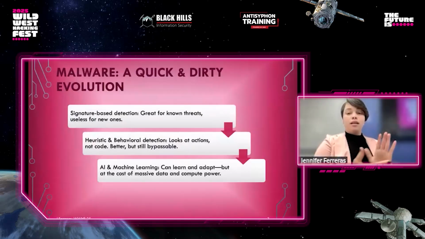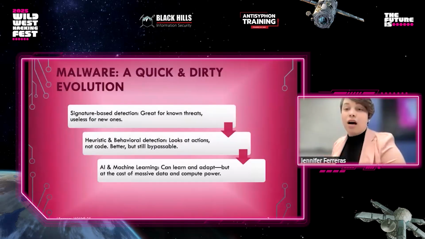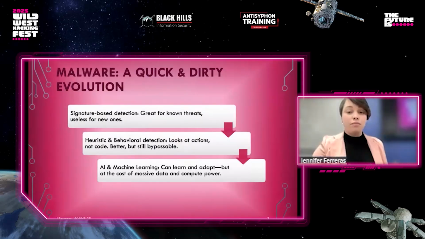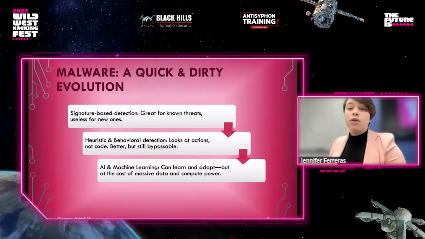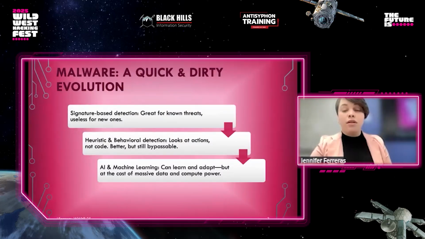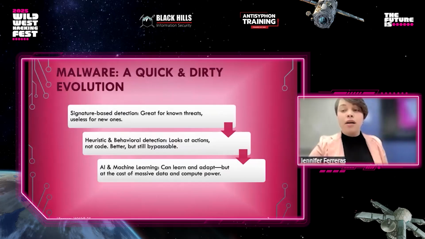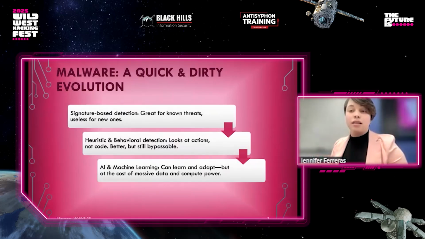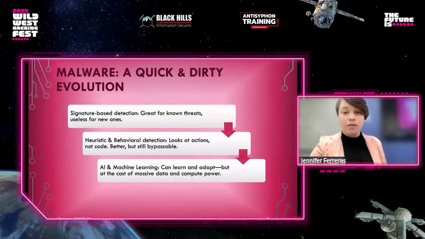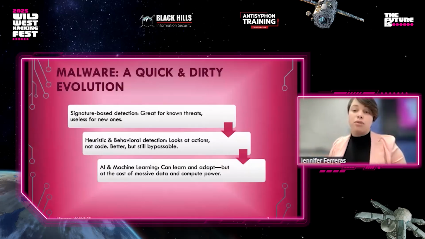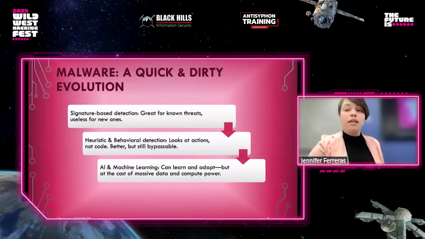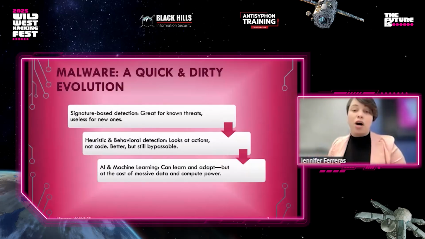Now, this is a very dirty look at how malware detection has evolved throughout time, right? We started with signature-based detections. These were great for identifying known threats, but completely blind to anything new. It was like using a wanted poster. They're effective only if the criminal has already been caught once before.